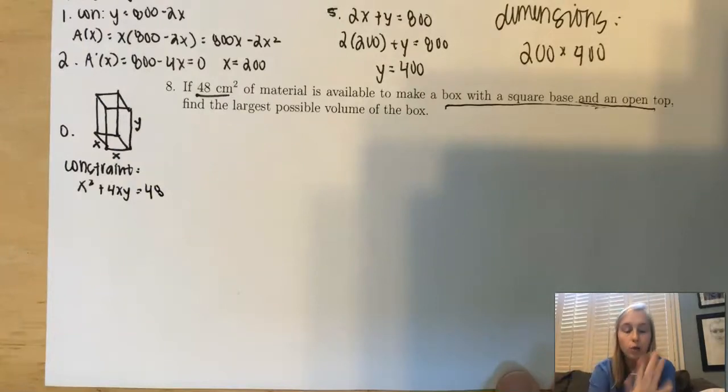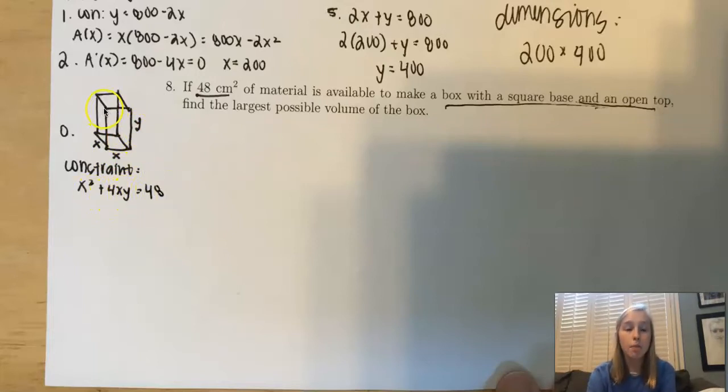So, I will start with the x squared. The x squared comes from the base of the box. Since it's a square base, we know that both sides are the same length, and the area of this base is base times height, or length times width, and they're both the same, so it ends up being x squared. This square at the bottom. 4xy comes from the four sides of the box. You need to find the area of these four rectangles, which are the same size, and cover them with the material. And once again, the area of a rectangle is base times height, which in this case is x times y. So you get 4xy.